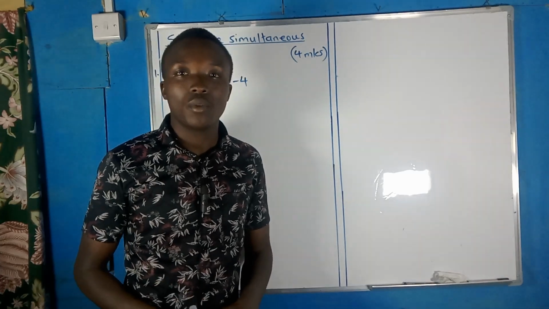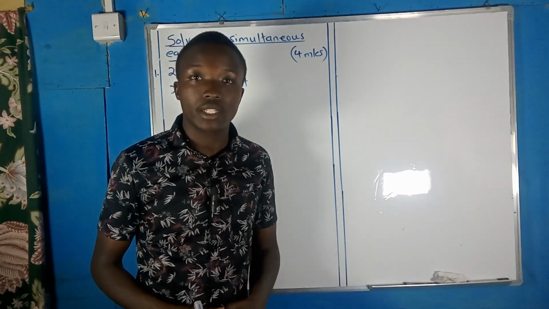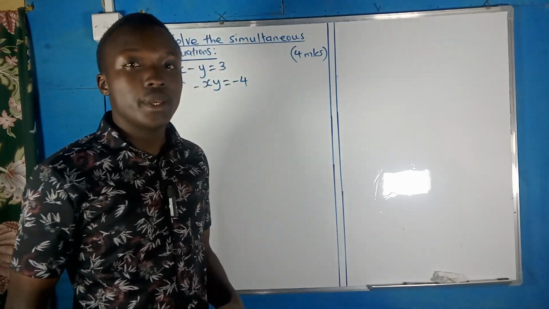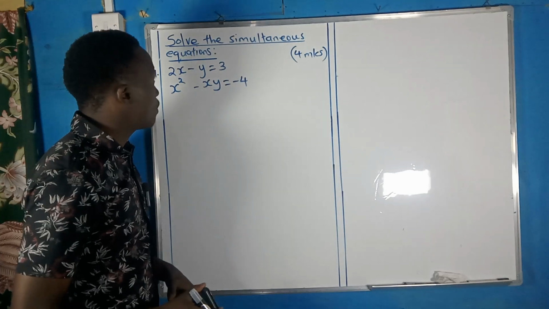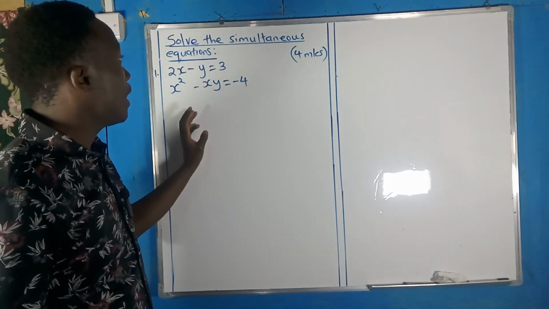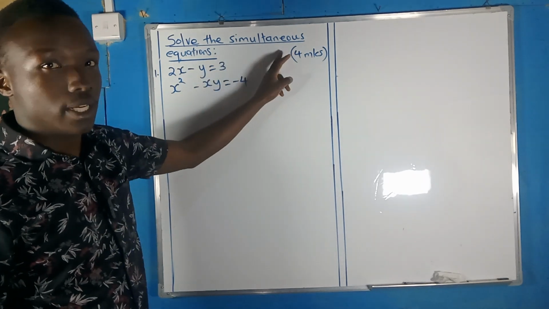As I promised earlier, we will continue doing our day-to-day activities, that is making mathematics simpler and simpler. So today we have a question in which we are supposed to determine the values of x and y, and we are supposed to solve the simultaneous equation.